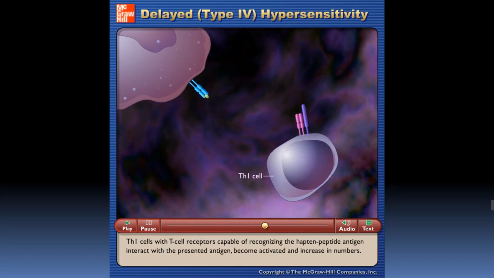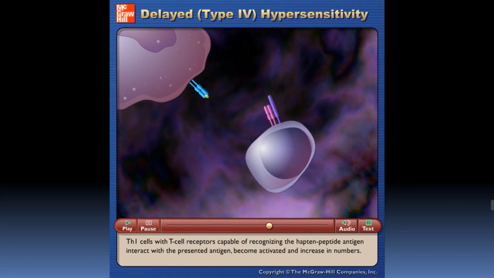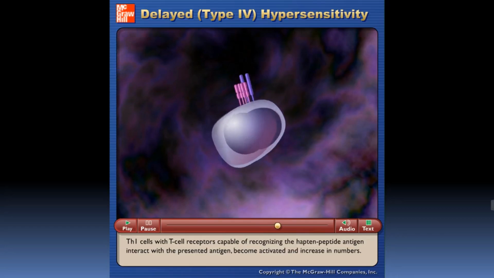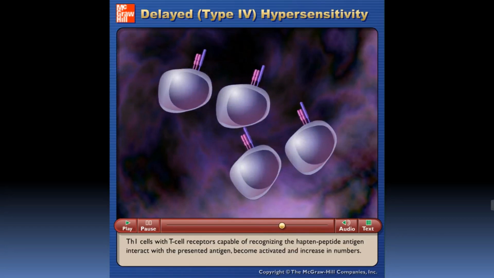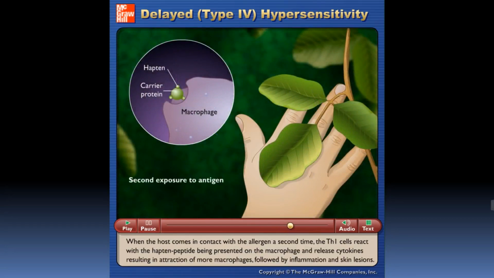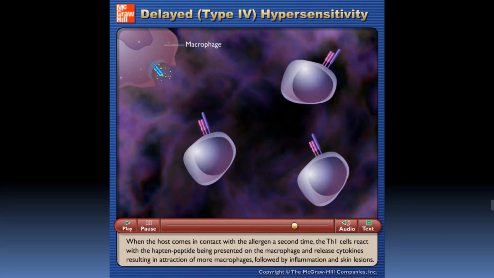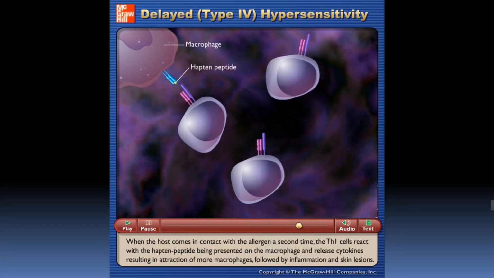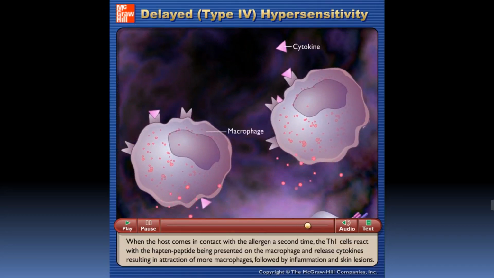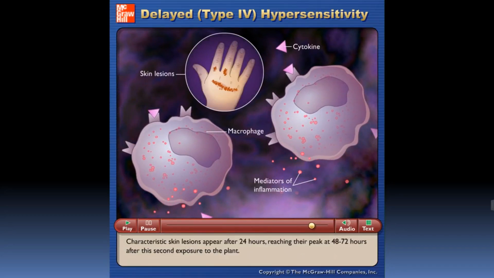Th1 cells with T-cell receptors capable of recognizing the hapten peptide antigen interact with the presented antigen, become activated, and increase in numbers. When the host comes in contact with the allergen a second time, the Th1 cells react with the hapten peptide being presented on the macrophage and release cytokines, resulting in attraction of more macrophages, followed by inflammation and skin lesions. Characteristic skin lesions appear after 24 hours, reaching their peak at 48 to 72 hours after the second exposure to the plant.